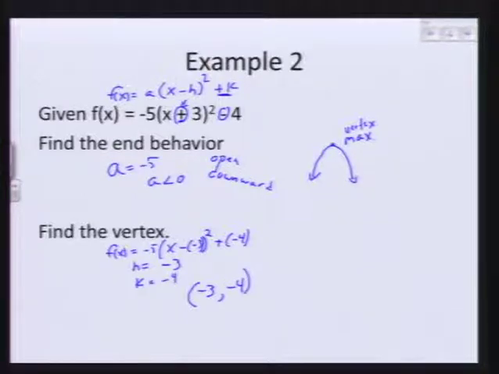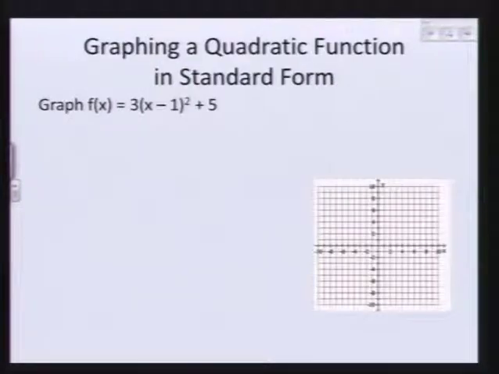All right, and so we found the end behavior and the vertex of this quadratic function in standard form. Okay, next let's look at graphing quadratic functions in the standard form. And so we're going to start out with this example of f of x is equal to 3 times (x minus 1) squared, plus 5.